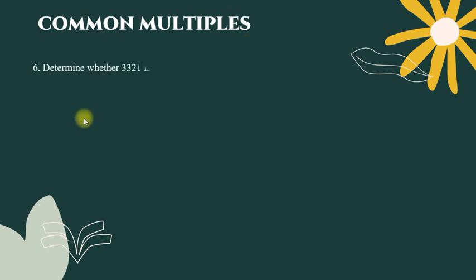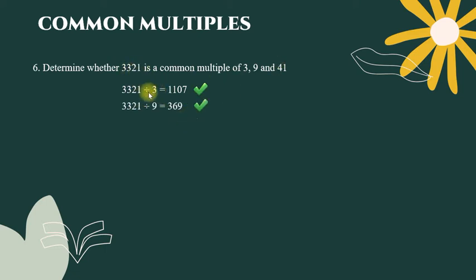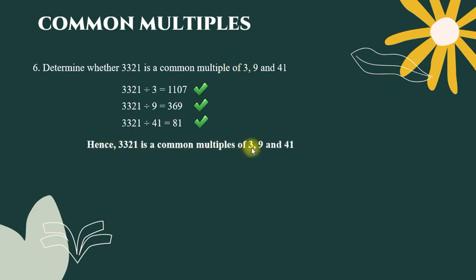Okay, next, determine whether 3,321 is a common multiple of 3, 9 and 41. Same method: you divide. 3,321 divided by 3, you get 1,107, complete. 3,321 divided by 9 also can. 3,321 divided by 41 also can. So when all can divide, it means that 3,321 is a common multiple of 3, 9 and 41.